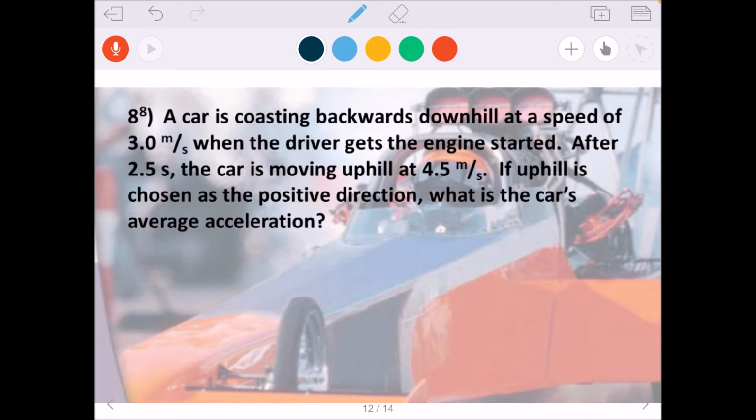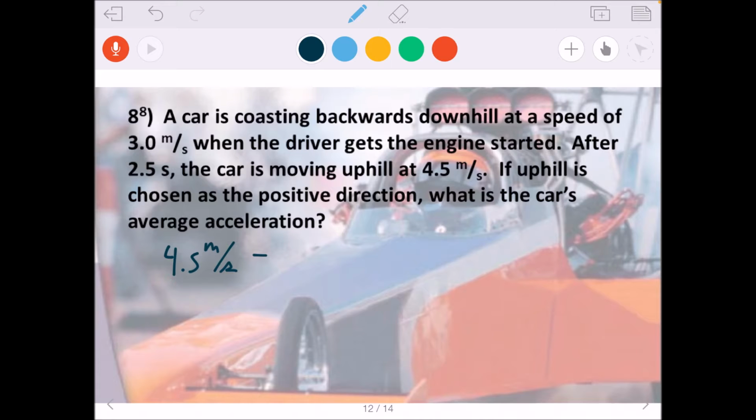A car is coasting backward downhill at a speed of 3.0 meters per second when the driver gets the engine started. After 2.5 seconds, the car is moving uphill 4.5 meters per second. If uphill is chosen as the positive direction, what is the car's average acceleration? What we need to do is we are defining uphill as positive. So my final velocity is the 4.5 meters per second. I'm going to subtract my initial velocity.